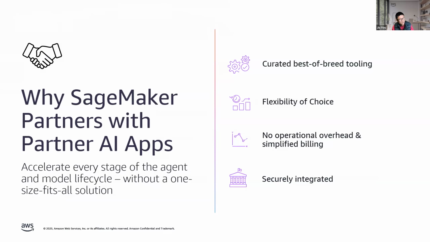We are offering choices to our customers, so they don't have to use SageMaker native services. They can choose a combination of SageMaker and partner AI apps tooling. Whichever ways they choose, there is no operational overhead because all the apps are being managed by SageMaker, and there is a much more simplified billing with this approach. And lastly, all the apps are securely integrated with the rest of the SageMaker ecosystem.